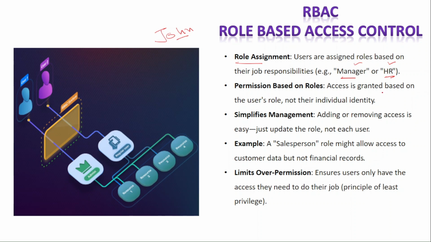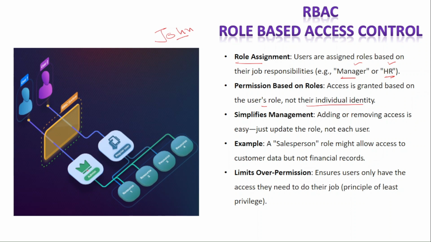Permission based on role. Access is granted based on the user's role, not on their identity. So role permission will be given not as per John, but as per his role because he belongs to HR. As we can see in this picture, if this user 1 has the admin role, he or she will have permission to these resources. He has the permission to all resources 1, 2, 3, and 4. While user 2, if he has the role of a regular user, will have access to fewer resources such as resource 1 and resource 3.